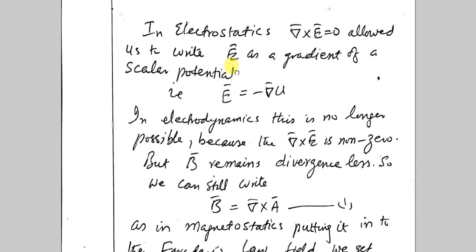In electrostatics, curl of E is equal to 0. This expression allowed us to write E as the gradient of a scalar potential, that is, E is equal to minus gradient of U. In electrodynamics, this is no longer possible because the curl of E is non-zero, but B remains divergenceless, so we can still write B is equal to curl of A.